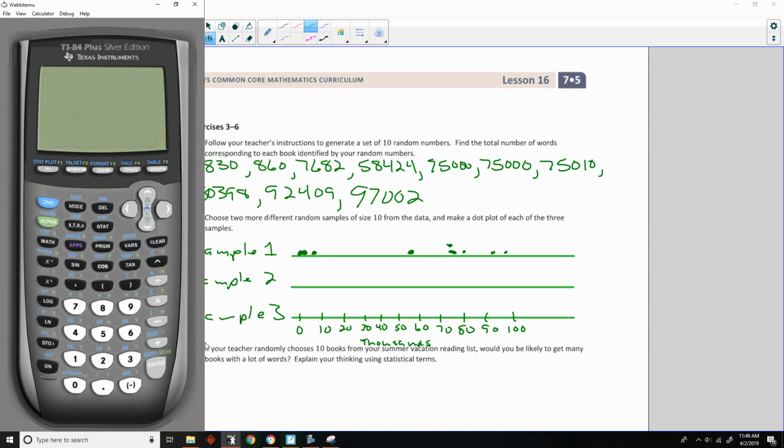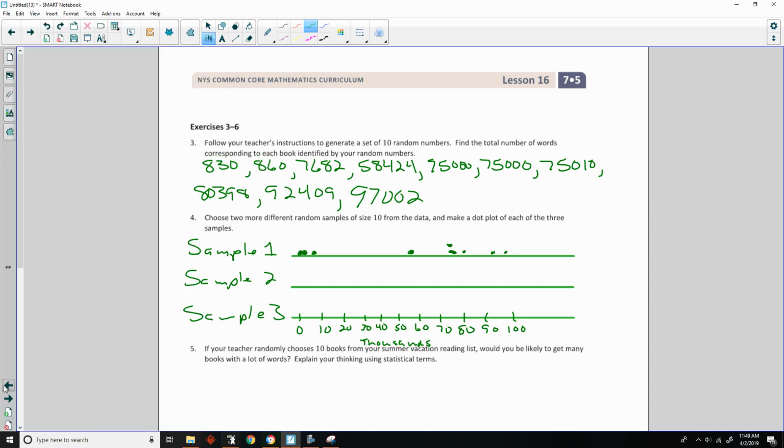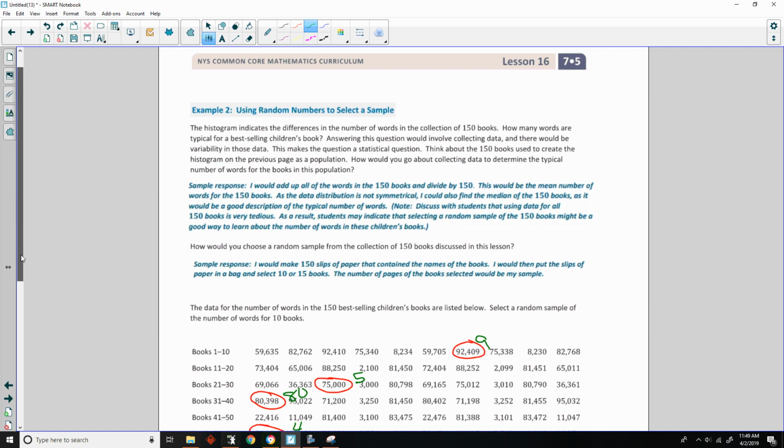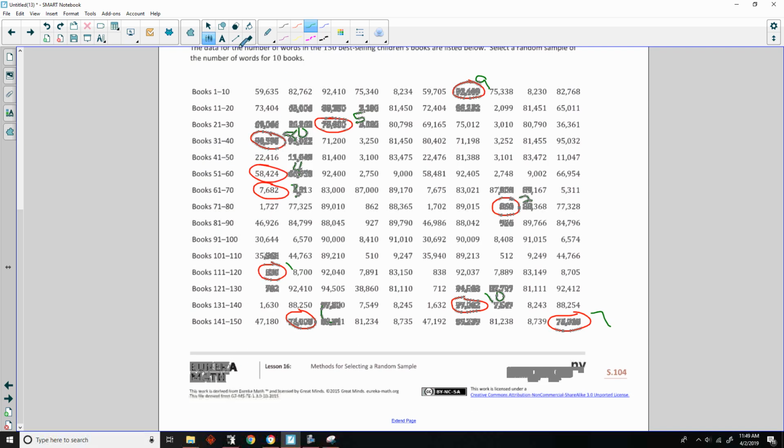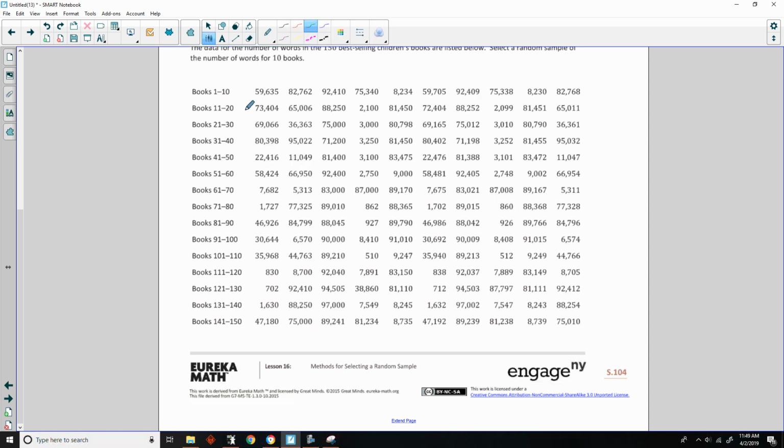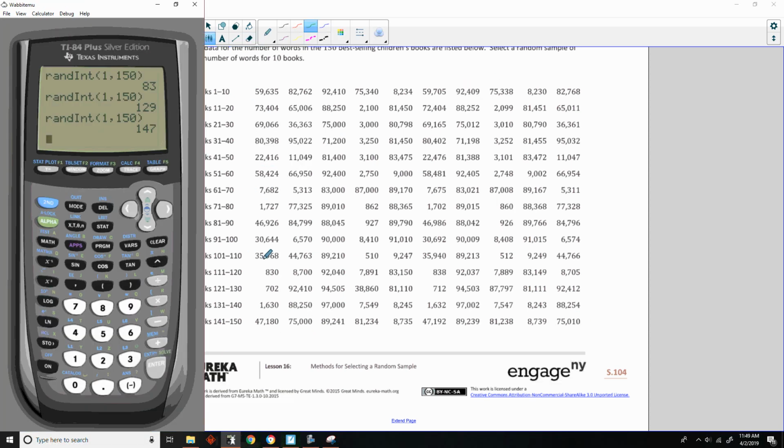So I'm going to turn the calculator on. I'm going to do random integers. So let's start here right now. There's 147. Oh, I got to go back to my list. I'll just do this one more time. So I chose 147, which is 140, 150, 49, 48, 47 is right here.